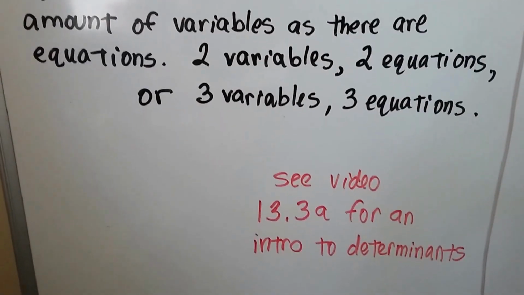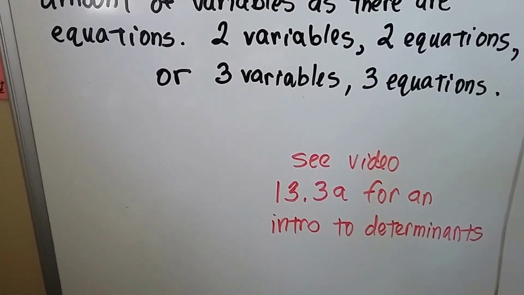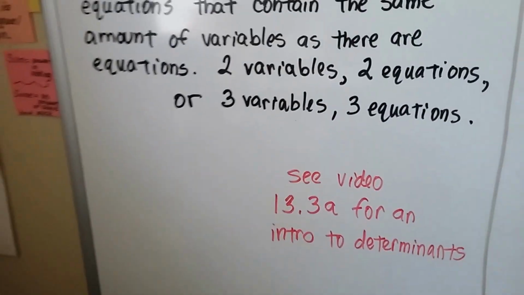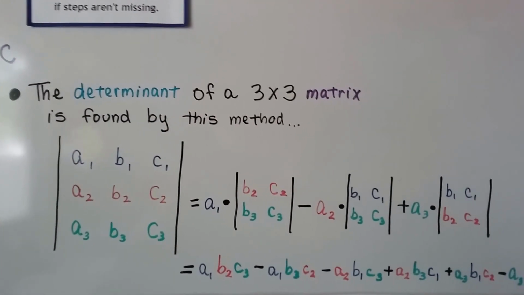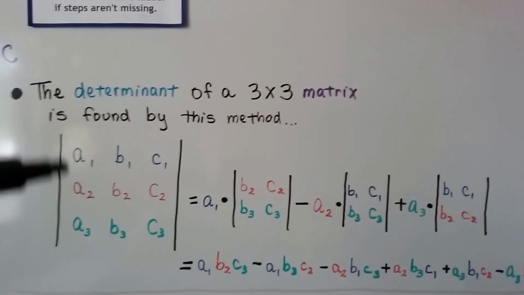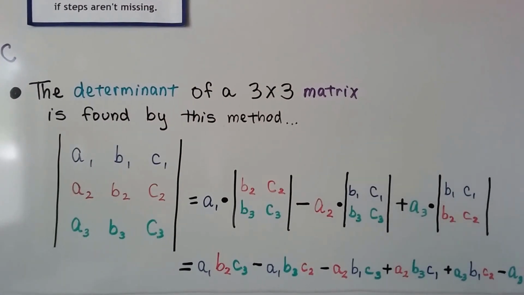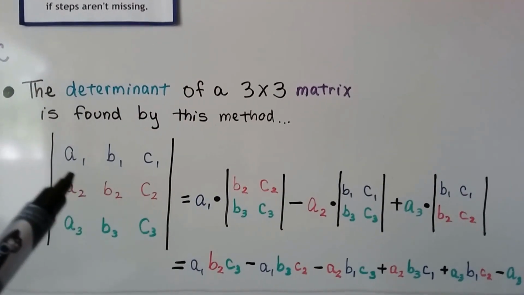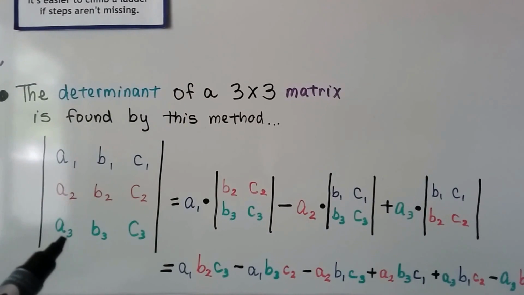Now, if you're confused about determinants, you need to see video 13.3a, and that's an intro to determinants and explains how to find them. All right? So the determinant of a 3 by 3 matrix is found by this method. So we know it's a 3 by 3 because it's got 3 rows and it's got 3 columns. So it's a 3 by 3, okay? We have our subscript numbers here showing that this is the first equation, that's the second equation, that's the third equation, okay?